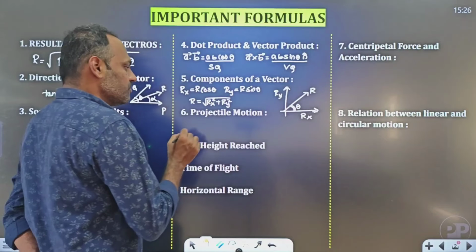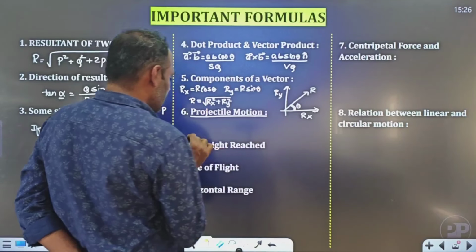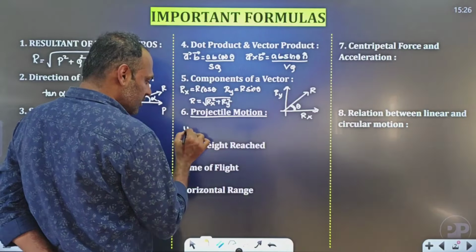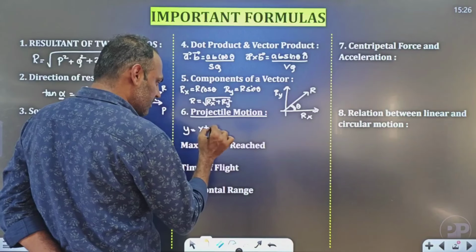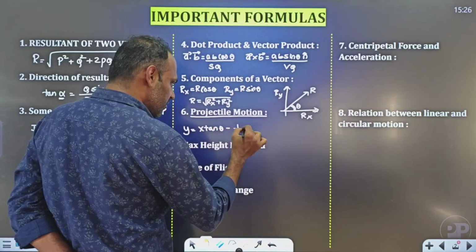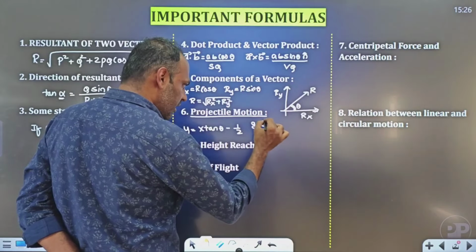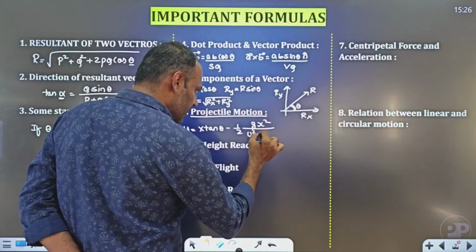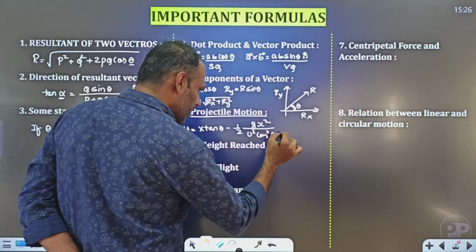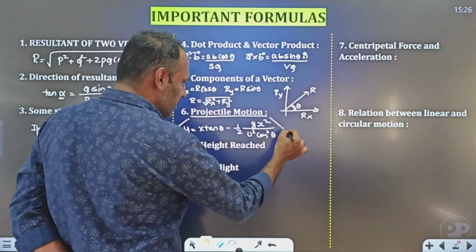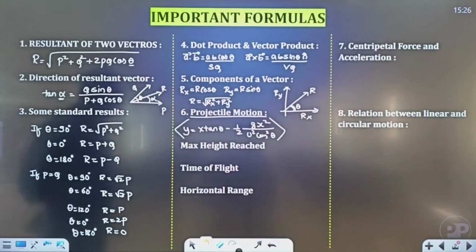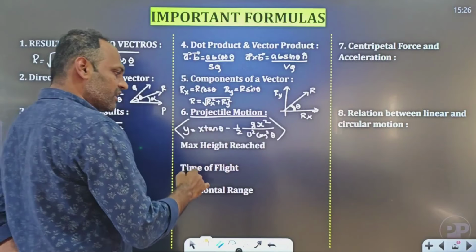Okay, projectile motion. See, the equation of the path of projectile motion is given by y is equal to x tan theta minus half g x square divided by u square cos square theta, right? This equation indicates that the path of projectile is parabolic, right? Next, maximum height reached by the projectile.